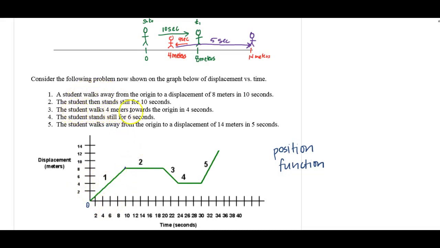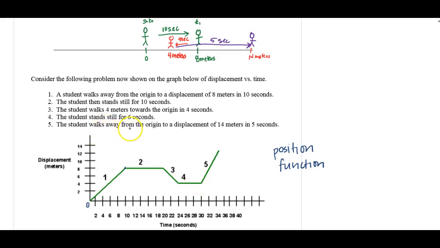Well, then the student walks 4 meters toward the origin in a total of 4 seconds. So we pick back up at 20 seconds when he stopped just standing there, and he's moving toward the origin. So the origin being the horizontal axis here. So he's moving back toward the origin, a total of 4 meters in 4 seconds. So between 20 and 24 seconds, he travels from 8 meters all the way down to 4 meters. And then the student stands still again for 6 seconds. So between 24 and 30 seconds, this student is standing still. So he's not going anywhere. It's just a constant horizontal line now.